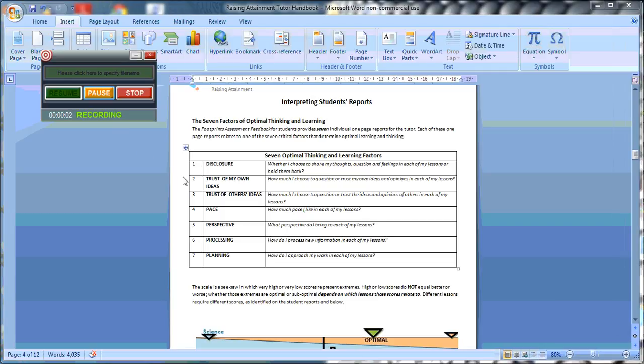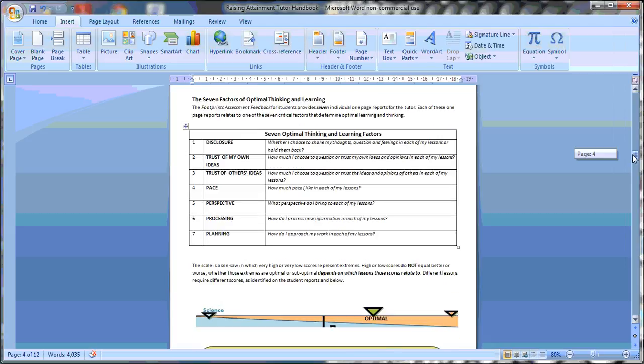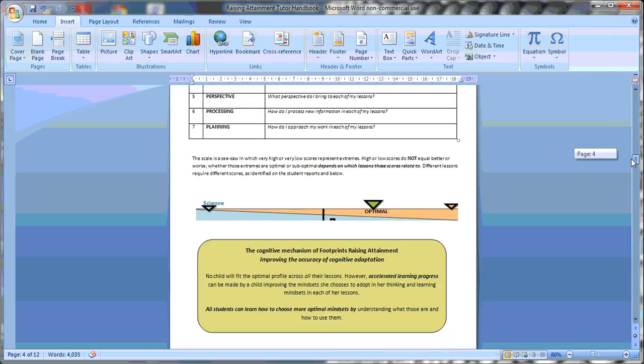Okay, in this second clip we're going to be looking at how to interpret our student's report as a tutor. So I am on page 4 of the tutor's handbook, and I want to show you how the scale works here. There's going to be a scale like this for each of the 7 factors that has been assessed on your tutees. And this scale works like a seesaw. So effectively it's about tipping from one end to the other.